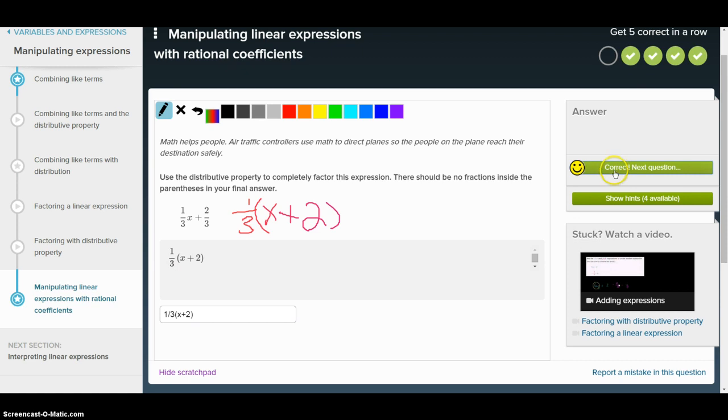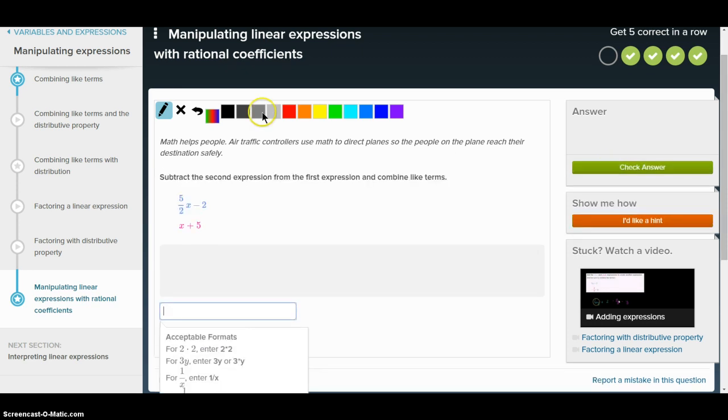Alright, so just one more to complete this practice. Alright, we're going to do this one a little different way than we did the last time. So we're going to subtract the second expression from the first expression, combine like terms. So instead of doing the negative thing that we did over here, we're just going to do 5/2. We'll see which way you like better. 5 half x minus 2.